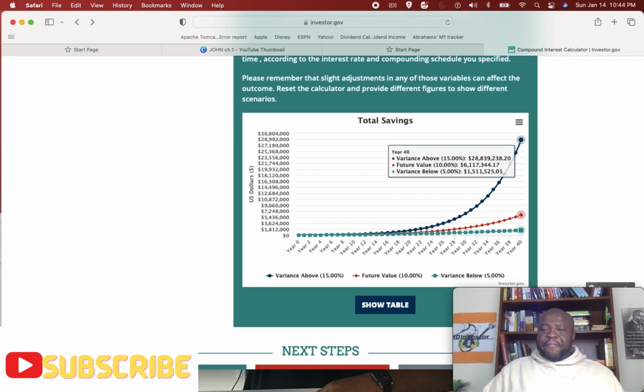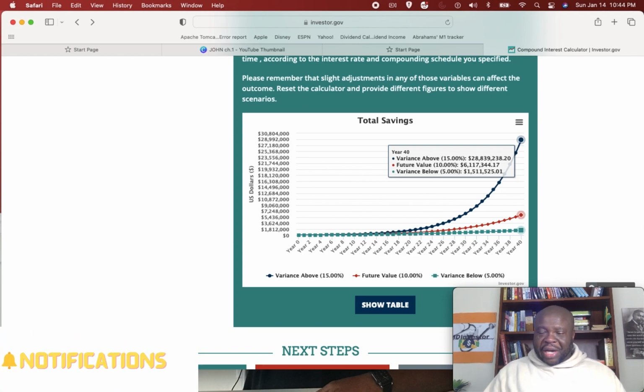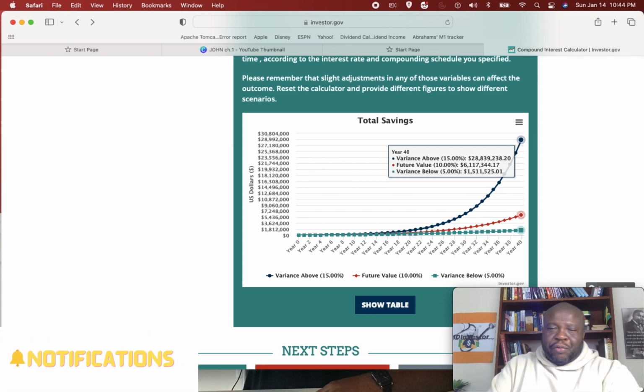Again, guys, this is the MD Investor, trying to increase our financial IQ by educating ourselves and educating our children so we can break the cycle of generational poverty.